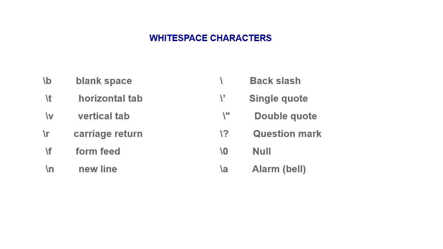For example, backspace, for which we use \b. Then \t is used for the horizontal tab, to move the cursor horizontally. You use \v, then \r for the carriage return, and so many symbols are there. You can see them on the screen.